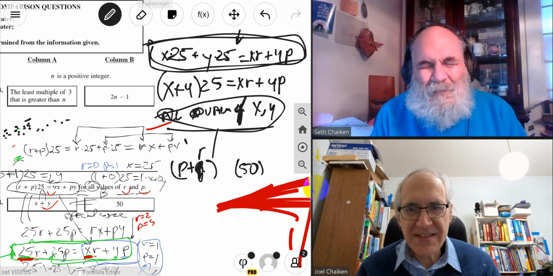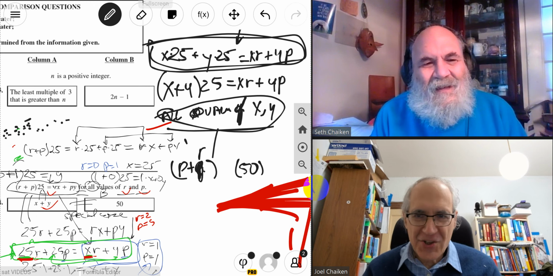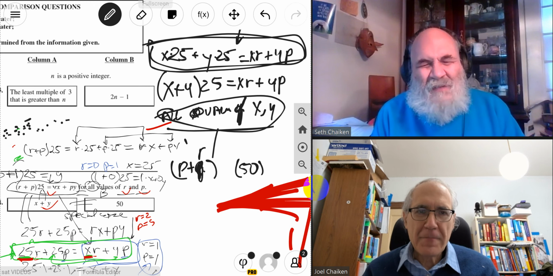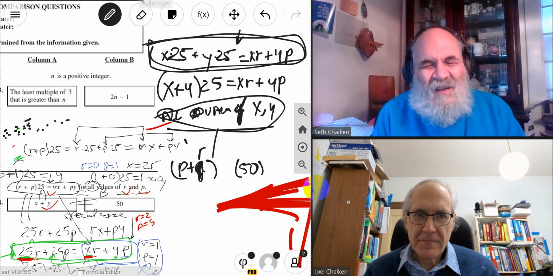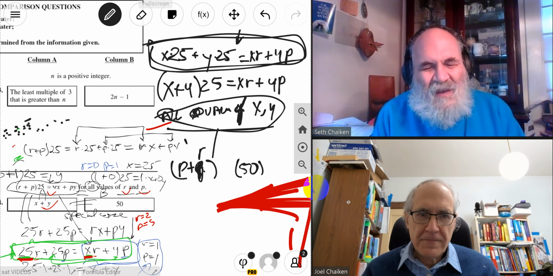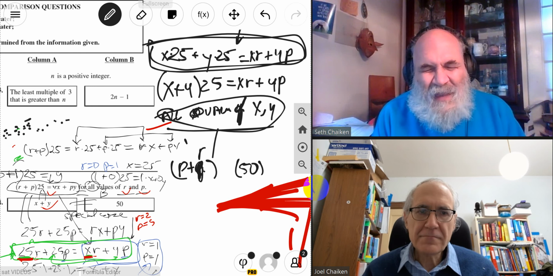Now, of course, when you're doing the SAT, you're not doing this analysis. You're just getting the answer and moving on. If I were doing this in an exam situation, I hope I would use the same logic. And when I realized that picking those values for R and P would tell me right away what X plus Y was, then I'd answer it and be done with it. Okay.